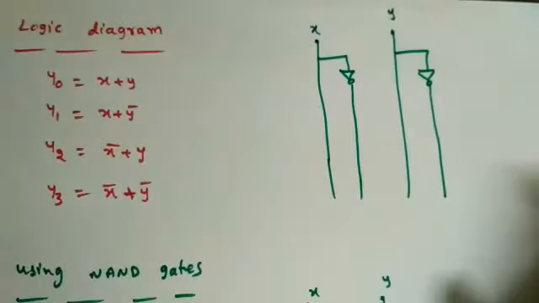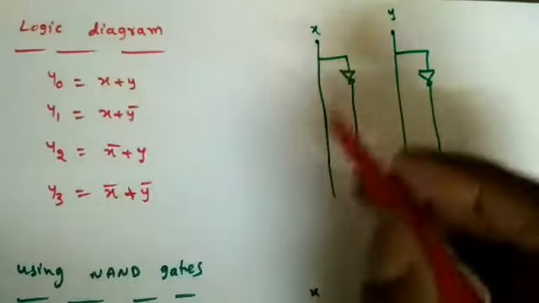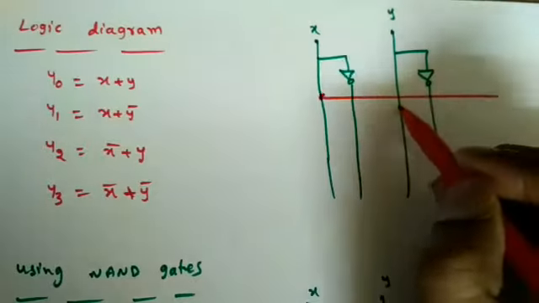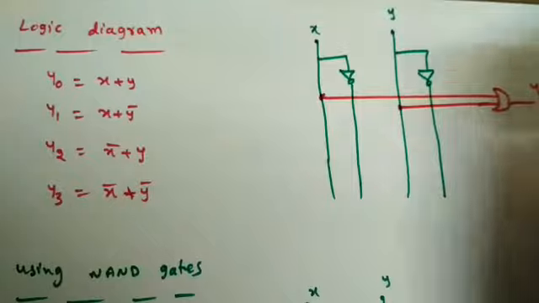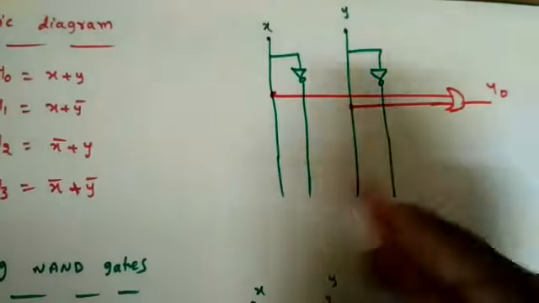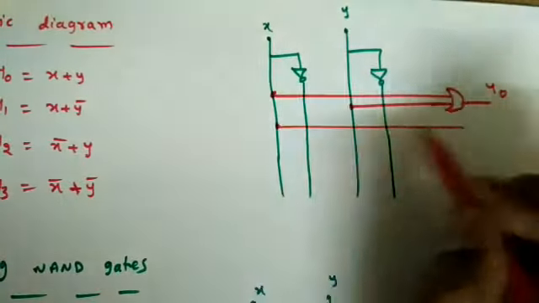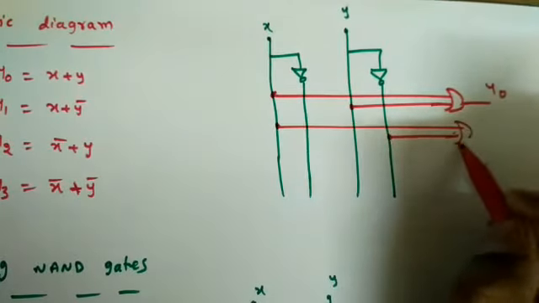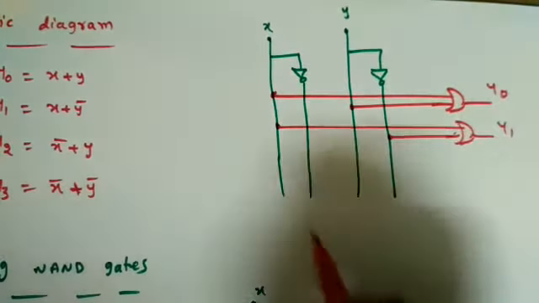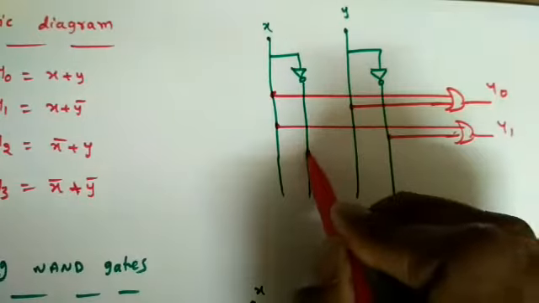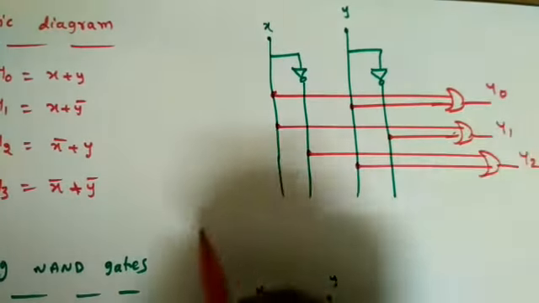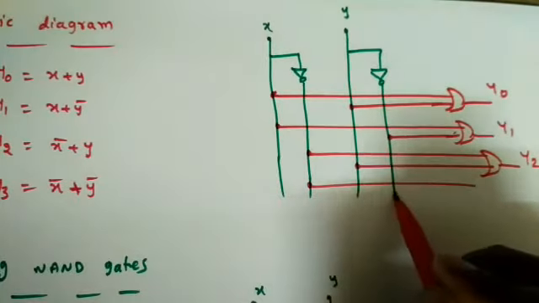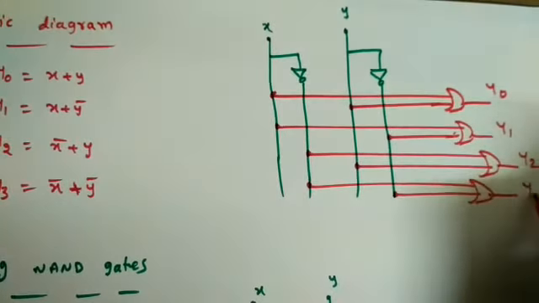Now how to draw the logic diagram? So what is the first one? X plus y. So here this is x and this is y, but x plus y means OR gate. This is y0. Next one is x plus y bar. So x, this is y bar. So one OR gate, again y1. Next one is x bar plus y. So this is x bar and this is y. One more OR gate, this is y2. Last one is x bar and y bar, OR gate, y3.